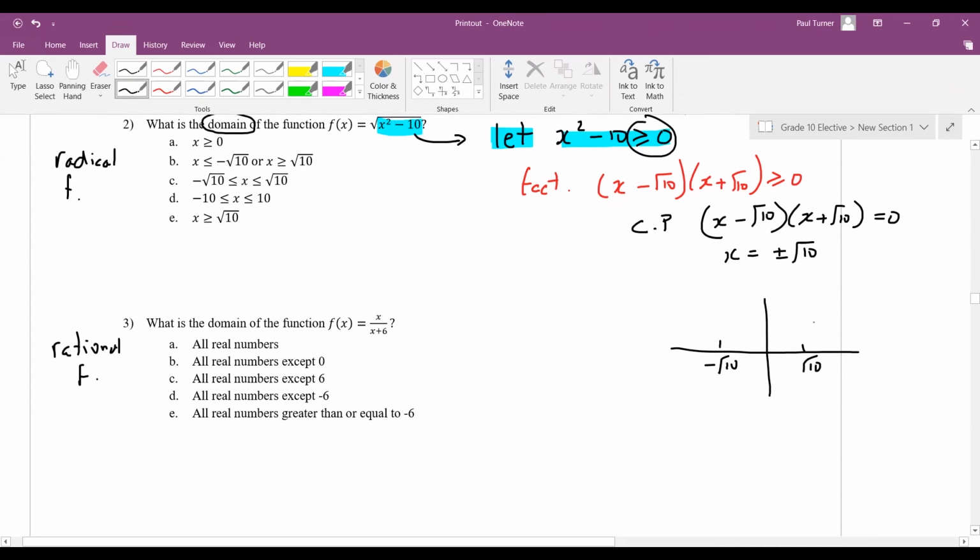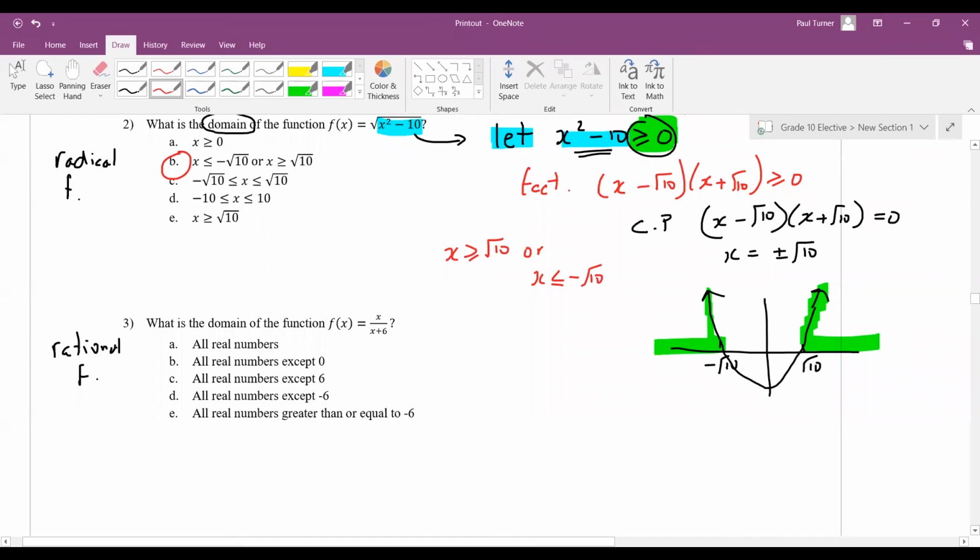axis. So we draw a quadratic here, like that. I'm just drawing this here. And we want to know where the graph is above the axis, greater than 0. So that's going to be here and here. So our solution then to this is x greater than or equal to root 10, or x less than or equal to minus root 10, which is which one? B, that one there.